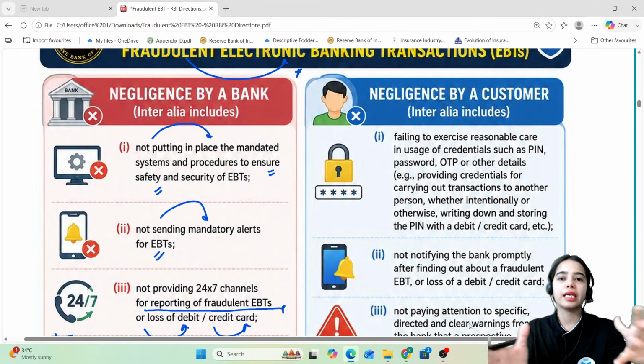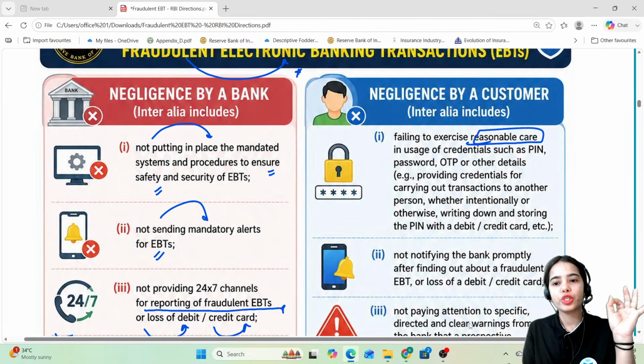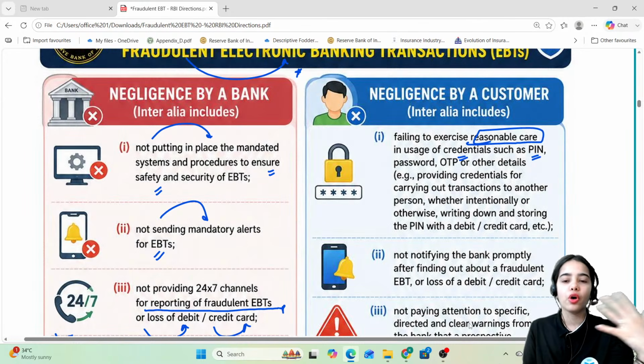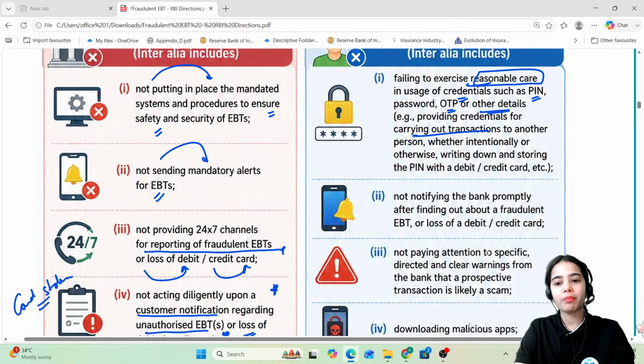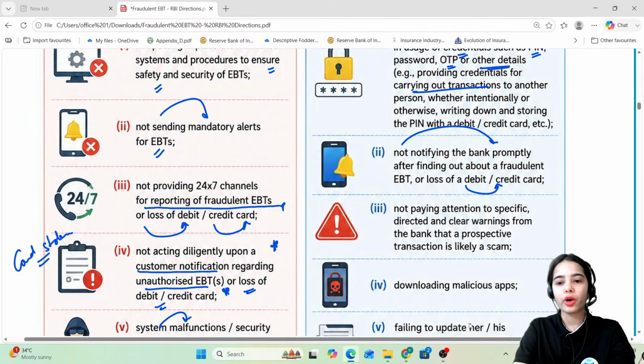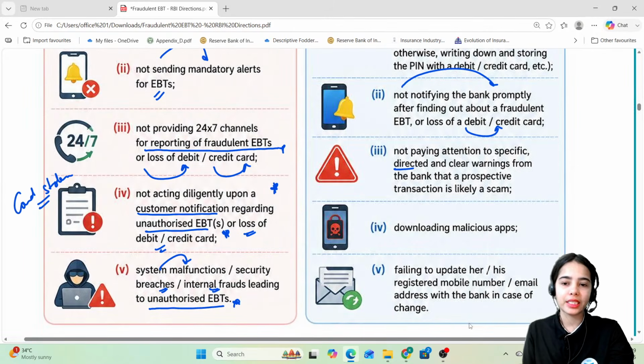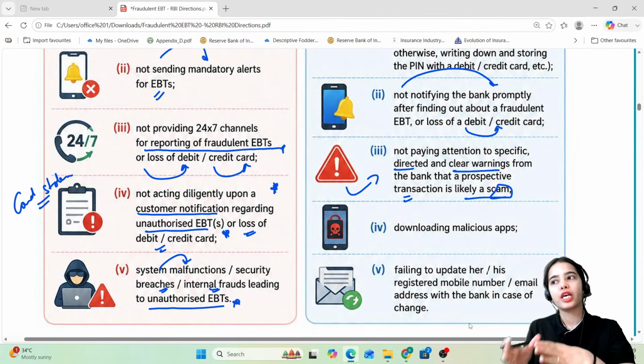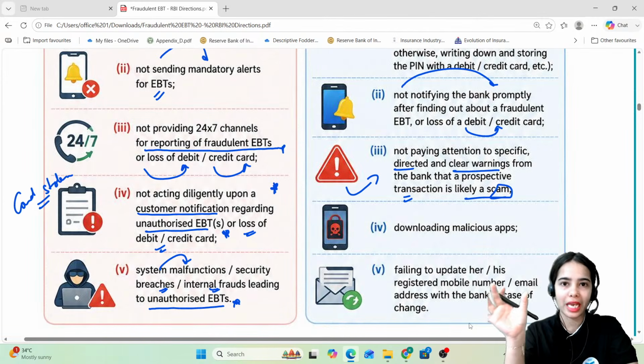First of all, the basic negligence by the customer is failing to exercise reasonable care in usage of credentials, such as PIN, sharing your PIN or password or OTP or other details, providing credentials for carrying out transactions, basically. Not notifying the bank promptly after finding out that a fraudulent transaction has happened from your account, or you have lost the debit or credit card. Not paying attention to specific, directed and clear warnings from the bank that a prospective transaction is likely a scam. So our bank is also taking multiple steps to notify that okay, this number can be a scam and such.